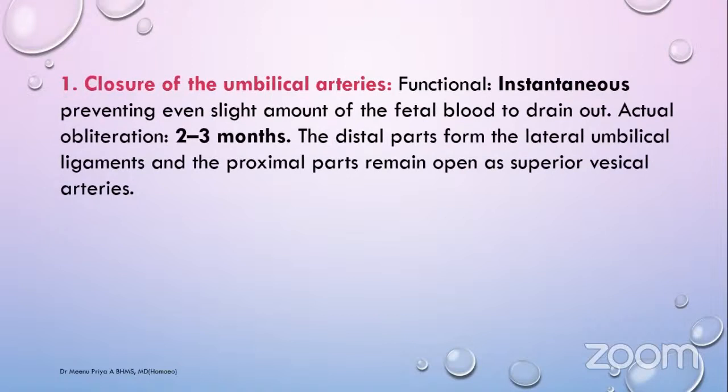Closure of umbilical arteries: functionally it closes instantaneously, preventing even a slight amount of fetal blood from draining out. Obliteration means actual closing. Anatomical closing happens in 2 to 3 months. The distal parts form the lateral umbilical ligaments, and the proximal parts become the superior vesical arteries. So whatever closes becomes a few parts in the fetus after birth.